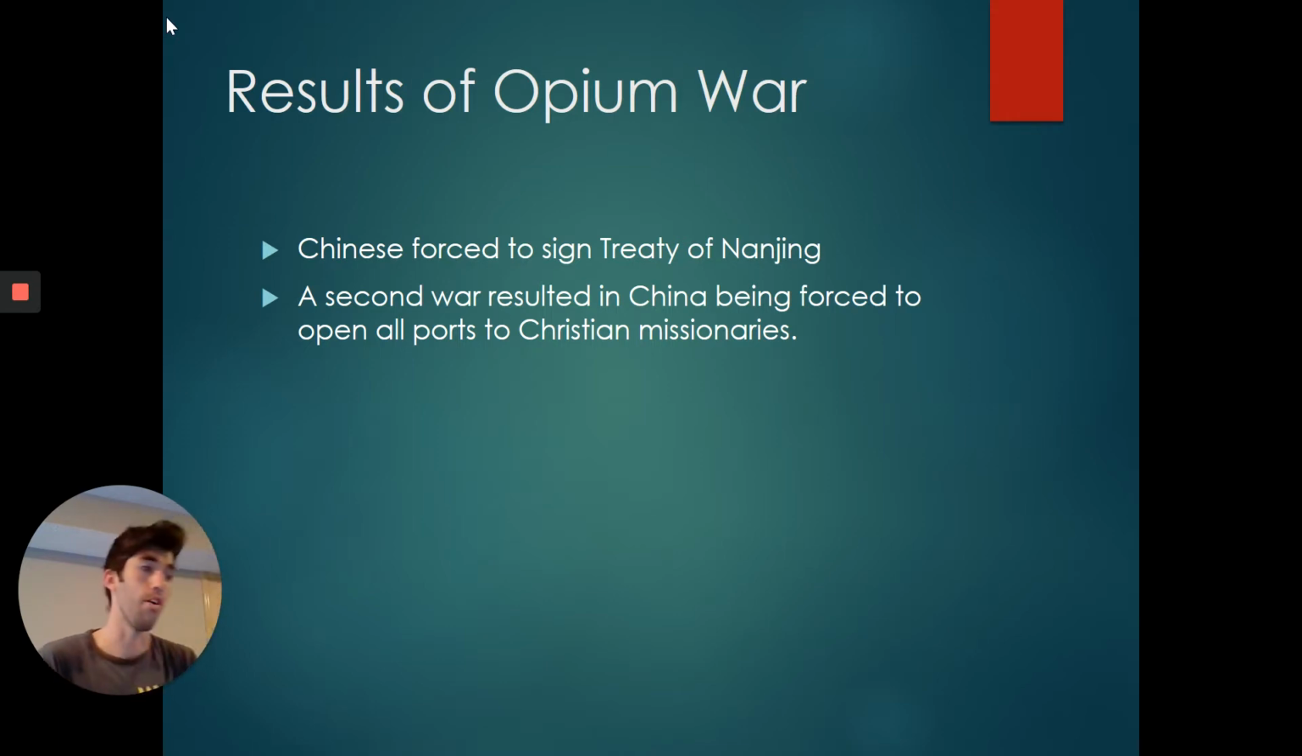Anyway, so some of the results, they're forced to sign this treaty. Basically, this treaty is they had to pay for the losses that the British suffered. So they had to pay for all the war. And they also have to basically accept that British subjects in China aren't subject to Chinese law. What I mean by that is British subjects can follow British law in China. So it's not really beneficial. Losing this war was another blow to China.